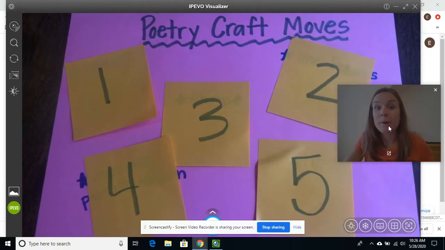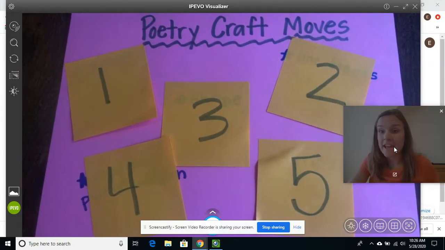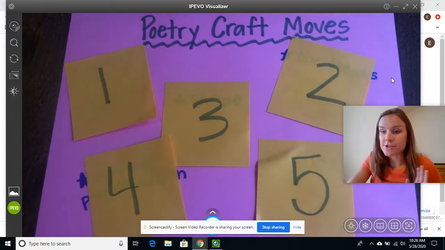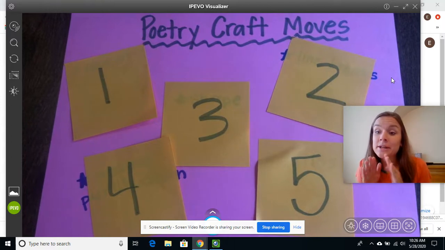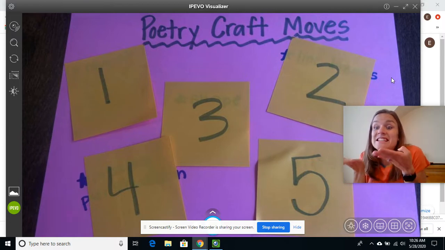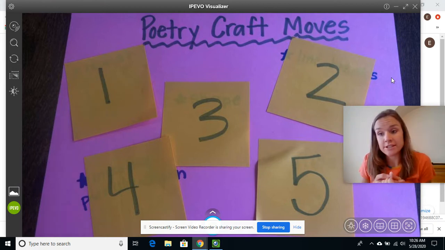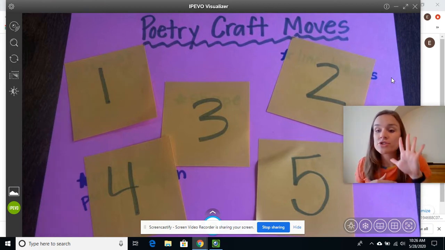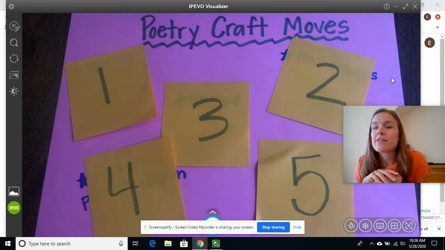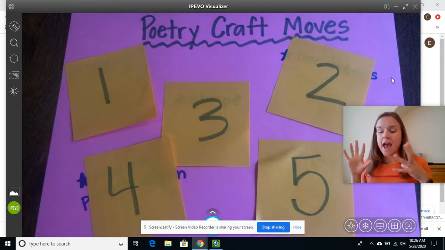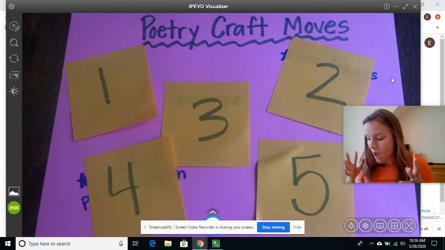Hello, first grade poets. So today I want to talk to you about poetry craft moves. If you remember in our writing, we talk about craft moves all the time. Those are special little things we can do to help our reader understand even better what we're trying to tell them. So I want to show you 5 poetry craft moves. These are things that you can do in your poems to make them even more poetic and more like poetry.